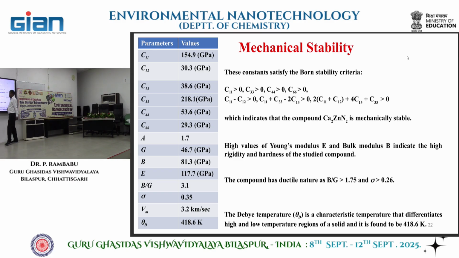I have calculated the Young's modulus E and bulk modulus B, and if you have a high Young's modulus and high bulk modulus, it indicates that the compound is highly rigid and hard. And the calculated B by G ratio is 1.75, and the Poisson ratio sigma is greater than 0.26. If these two conditions are satisfied, the compound is ductile in nature, otherwise it is brittle. So here the studied compound is ductile since these conditions are satisfied.